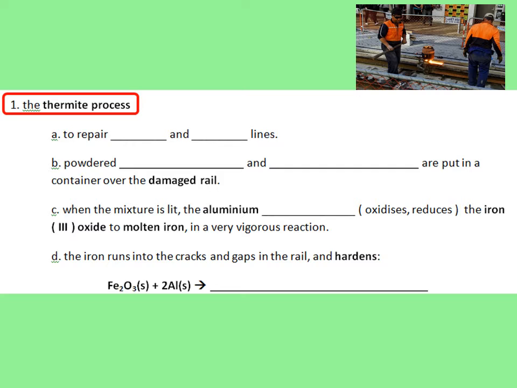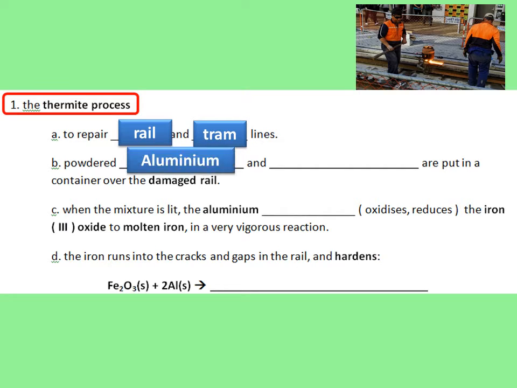The thermite process is to repair rail and tram lines of the railway tracks. Okay, so what is used? Aluminium is used and the iron oxide is used. They will be poured into a container, heat it, and then this hot mixture will be poured into the mold of the rail track, and to repair it.